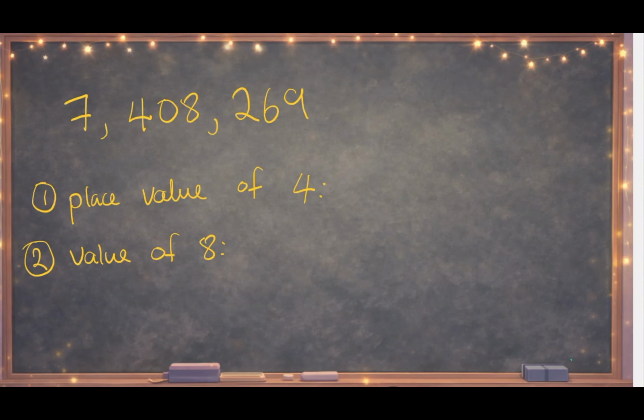Let's go through this. So the place value here is going to be ones, tens, hundreds, thousands, 10,000s, and 100,000s. So it's going to be 100,000. And the value of 8 right here, so it is going to be ones, tens, hundreds, and thousands. So there are 8 of the thousands, so it's going to be 8,000.